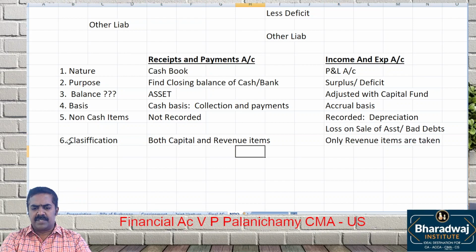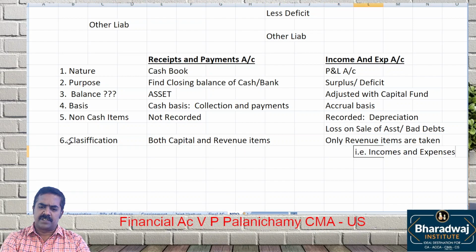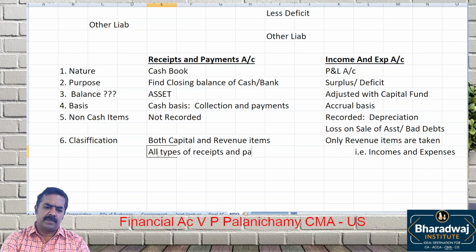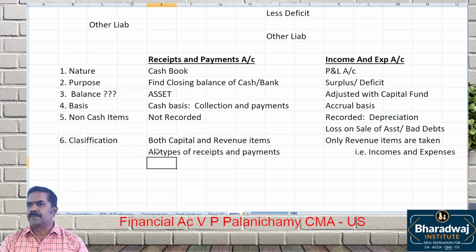That is incomes and expenses. Only incomes and which one? Expenses are taken. Here all types of receipts and all types of receipts and payments are recorded. So this is the difference between receipts and payments on one side and what?